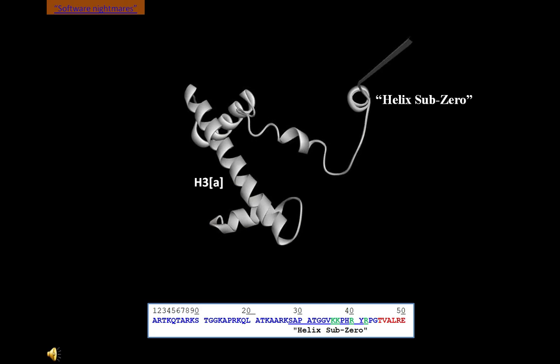The yellow H3 subunit shown in the previous slide was H3E, from what I've been referring to as the southern hemisphere of the histone octamer. Here's the comparable helix sub-0 structure for H3A in the northern hemisphere of the octamer. I'm showing you this primarily because there's an error in it.